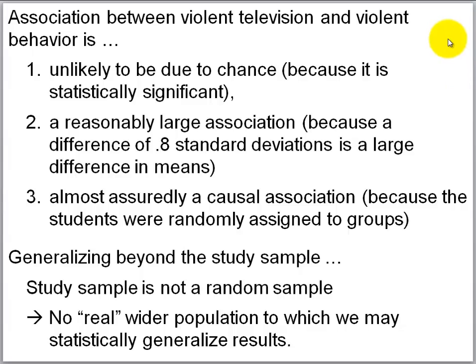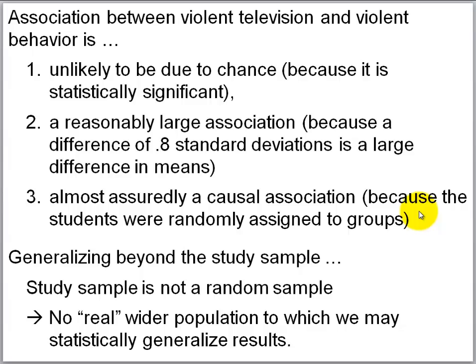So let's put some of our knowledge to use, our data interpretation skills. The association between watching violent TV and aggressive behavior in our study is unlikely to be due to chance, and that's because the association was statistically significant. It's a reasonably large association, and that's because the difference in means of 0.8 standard deviation units is regarded as a large difference. And further, the association is almost without question a causal one.